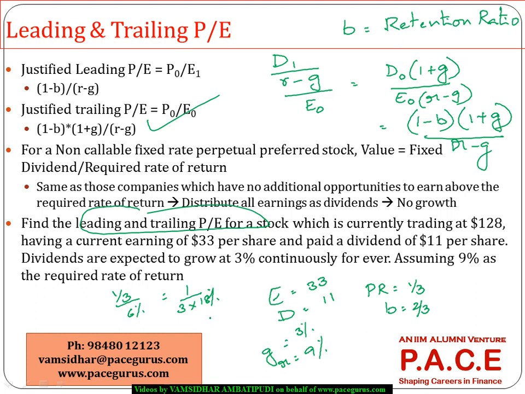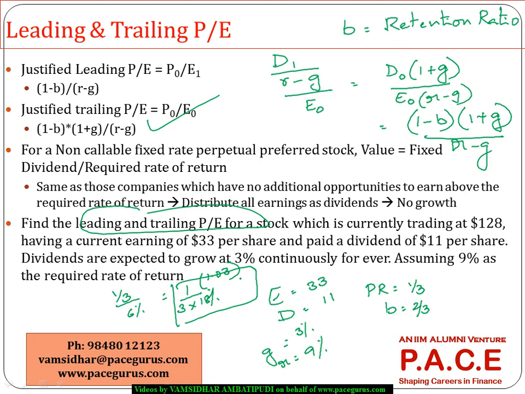Whereas if I want to go with the trailing P by E, this I multiply with 1 plus G, which is into 1.03. Rest all is going to be the same. So 1 by 3 into 18% into 1.03 will become my trailing P by E.